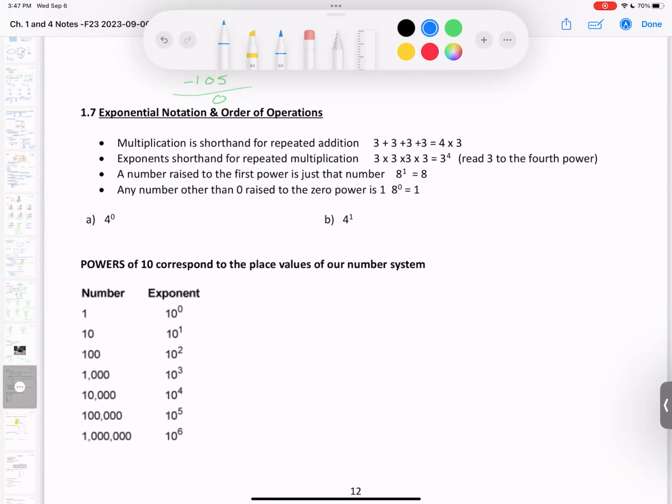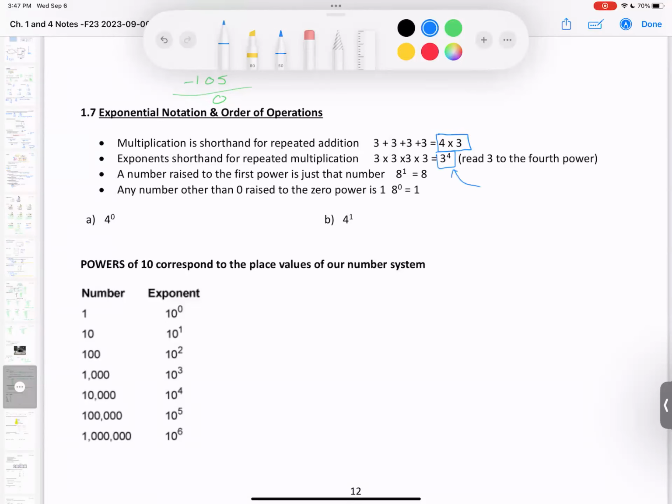So multiplication, we know, is shorthand. It's a shortcut way to do repeated addition, right? So if you have 3 plus 3 plus 3 plus 3, another way to write that is 4 groups of 3, or 4 times 3. Exponents are the same thing, but for repeated multiplication. So 3 times 3 times 3 times 3 equals 3 to the power of 4. Or you could say 3 to the 4th power.